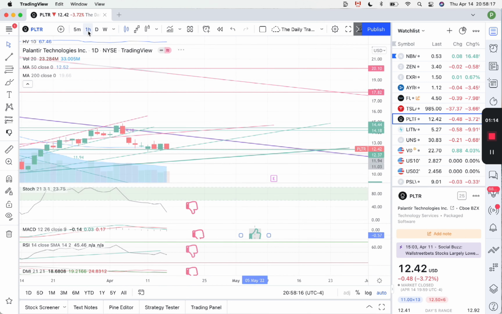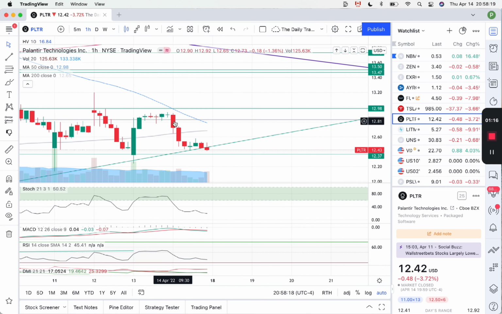Let's go see the 1 hour chart. So on the 1 hour chart, the day started here, came down a red candle during the first hour, red candle during the second hour, and then we are basically just sitting sideways.